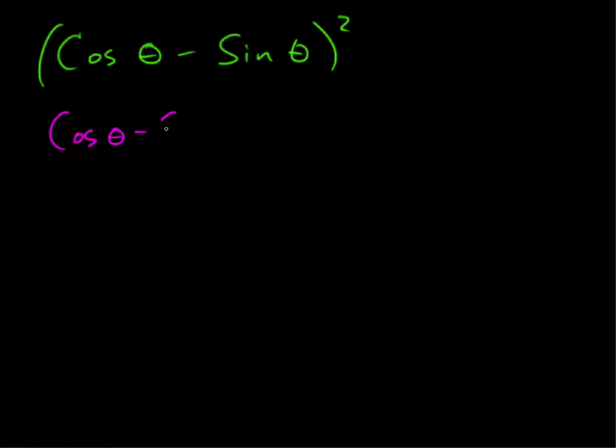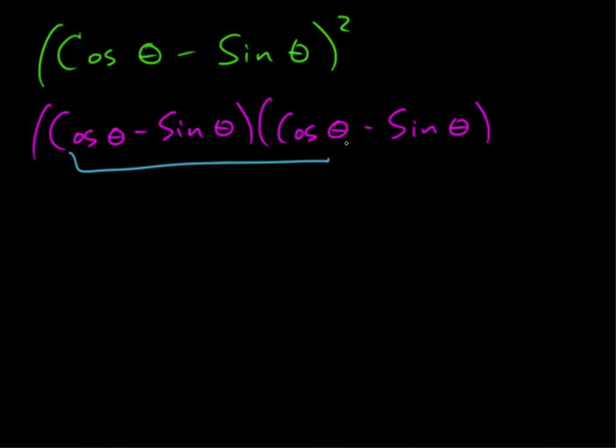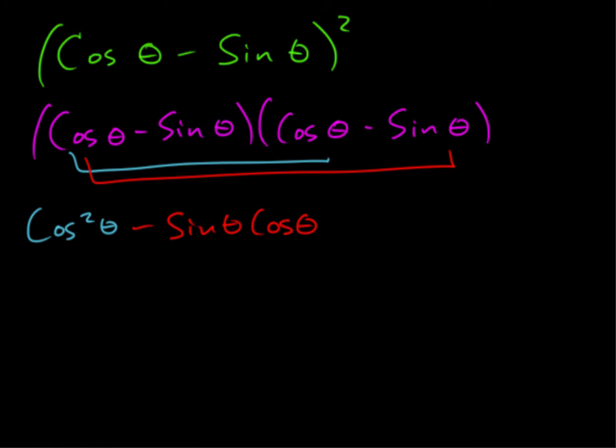Okay? Now this says to expand and simplify. So we have cosine minus sine, and that quantity is squared. So the first thing we want to do is write it a little bit different so we don't make a mistake. So when we square something, we're multiplying something by itself. If we multiply those two together, we get cosine squared theta. If we multiply these two together, we get negative sine cosine. If we multiply these two together, we get the same thing.